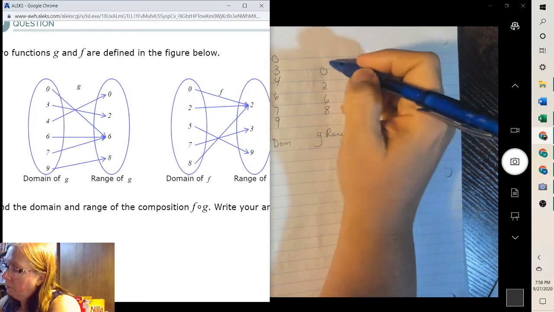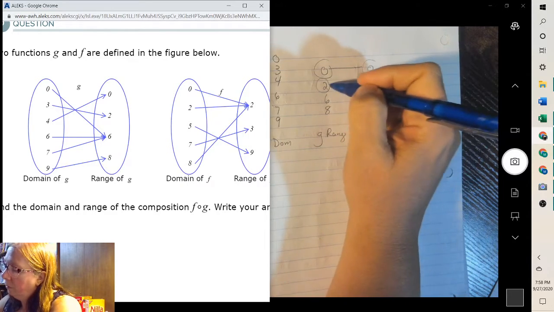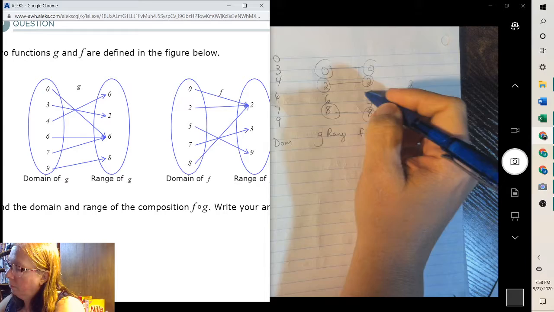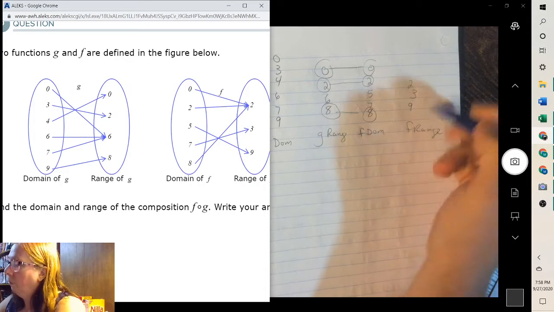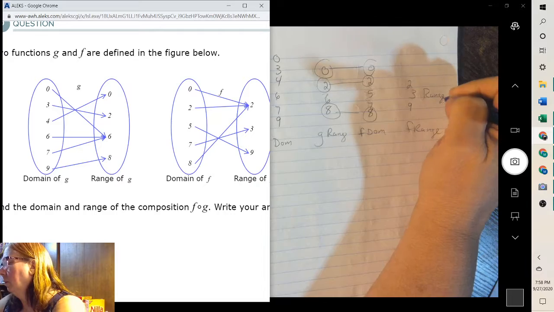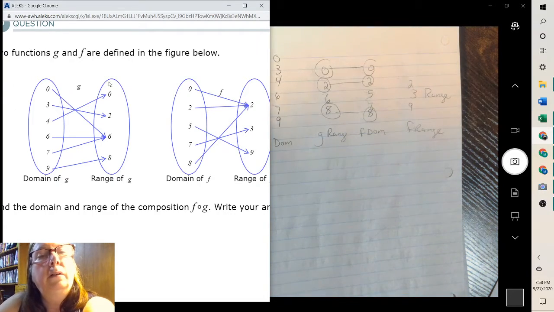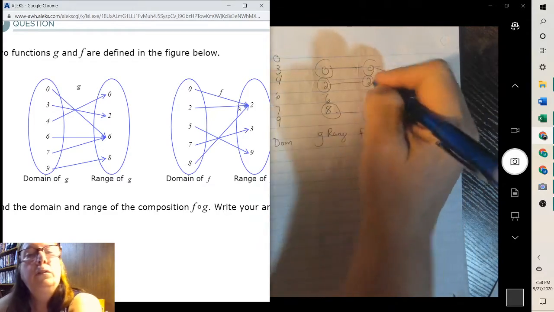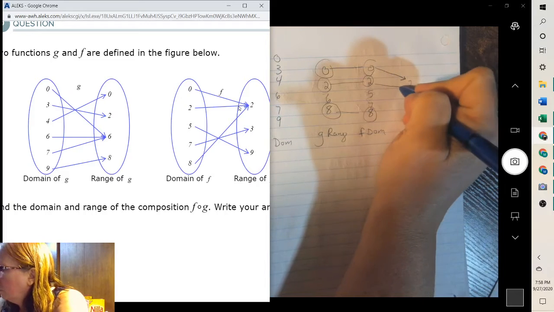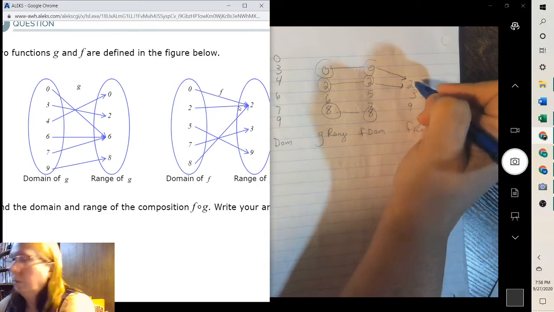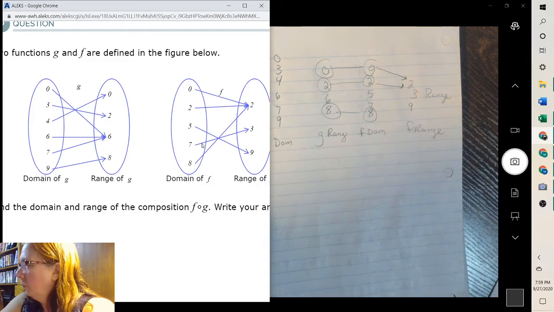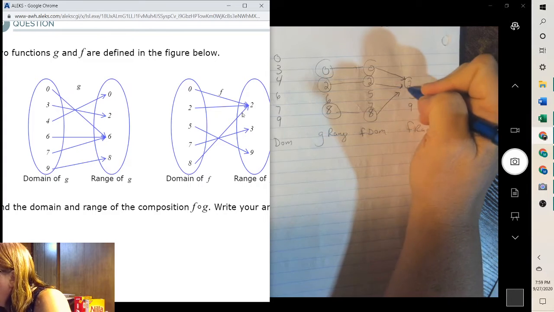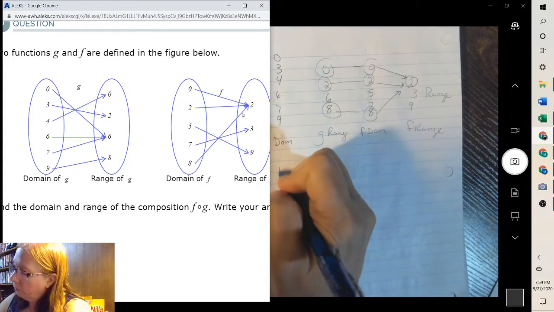We have this one, and 8. So the rest drop out. Then you want to see where these go. This will give us our range. 0, looking here, goes to 2. 2 also goes to 2. And what was the last one? 8. 8 also goes to 2. So we have one range, it's 2.